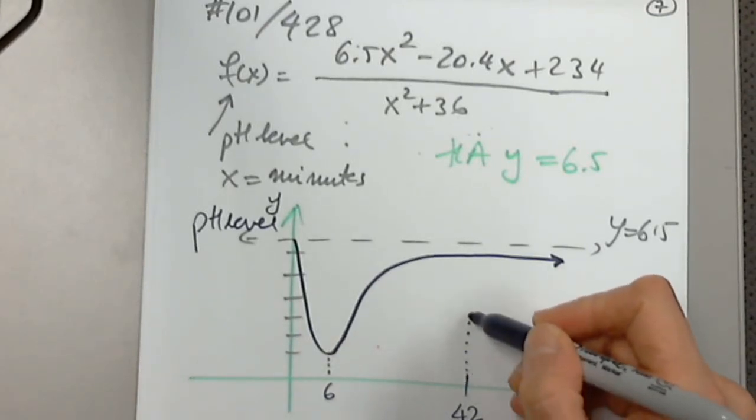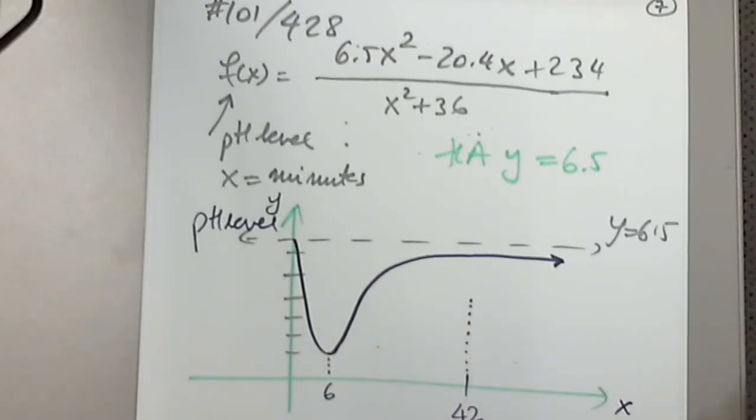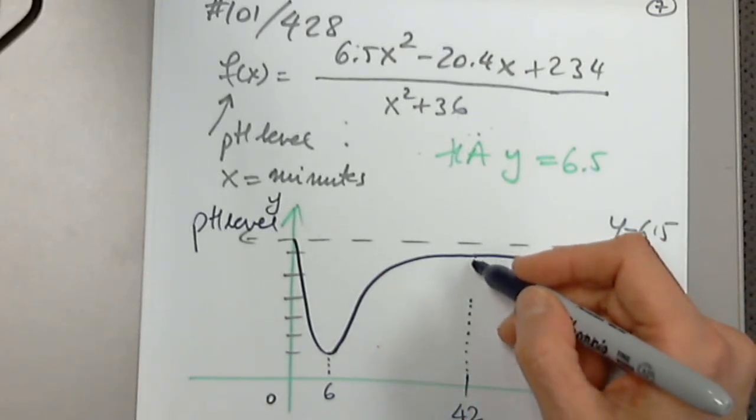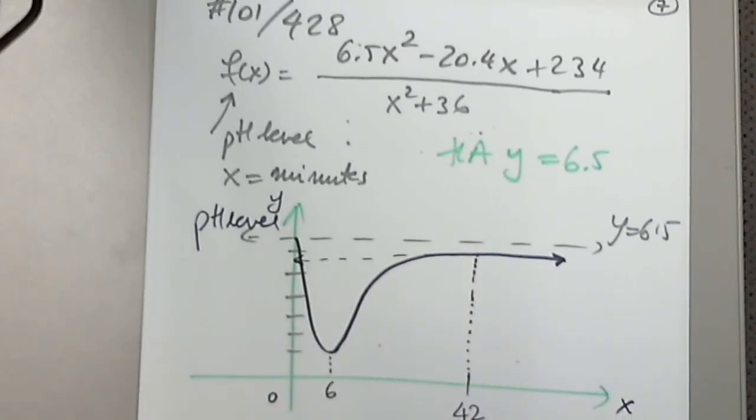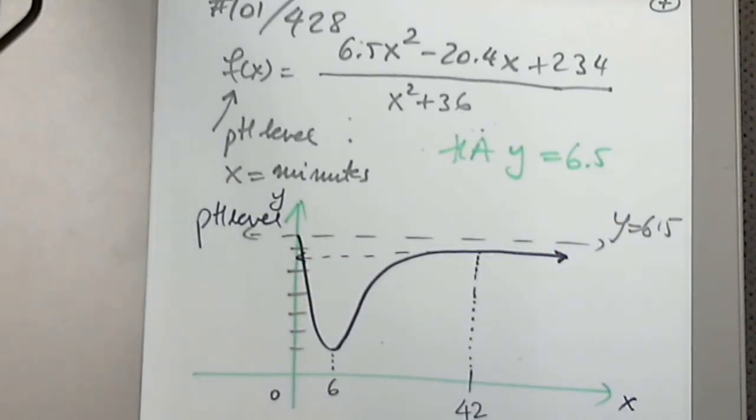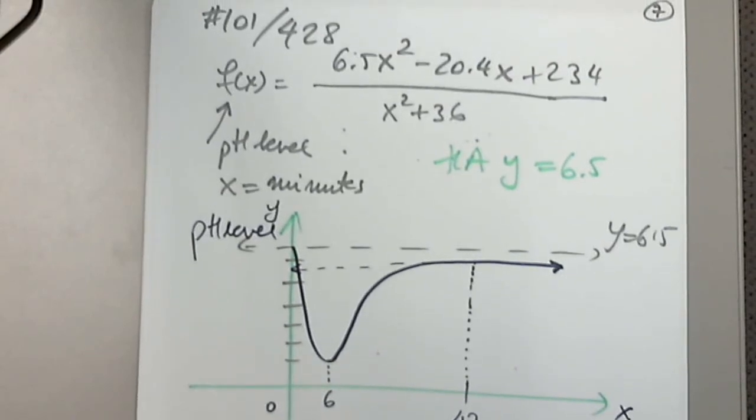What was the question again? What is the pH level 42 minutes after they get something with sugar? So put 42 into the equation. That would be the easiest. However, the graph is the same as the function, I'm assuming, right?